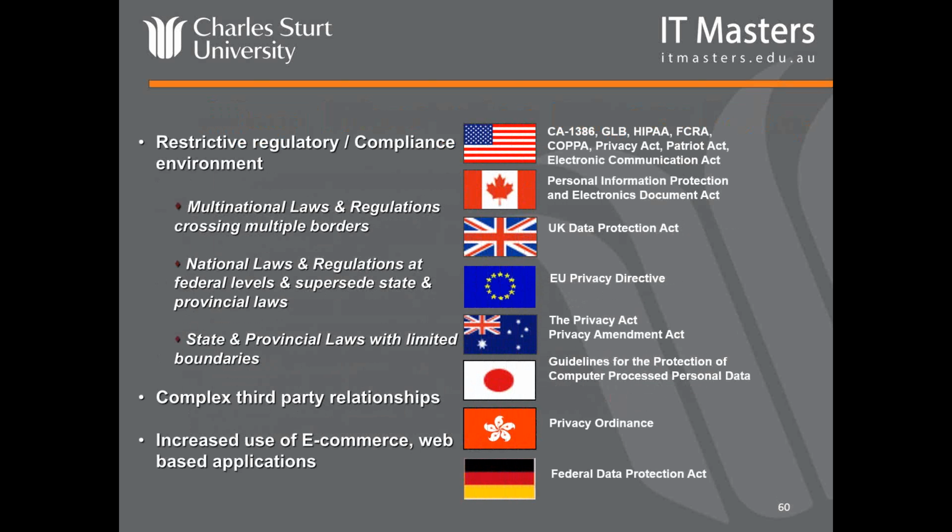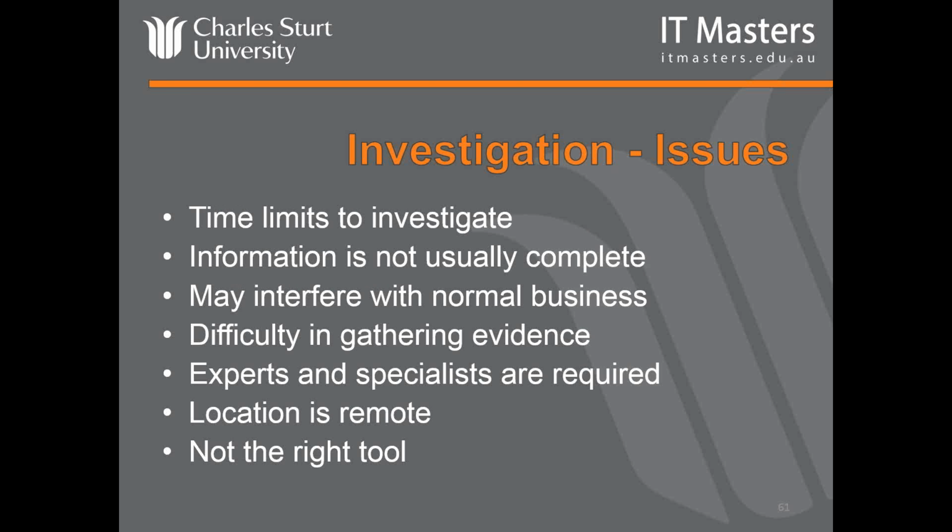So laws, we have many of them. When we're talking about privacy, we have all these things like COPPA, which is children under 13, the Canadian ones, the UK ones, EU privacy directives, the Australian Privacy Amendment Act, the guidelines for protection of computer processed personal data in Japan, privacy ordinances, and the Federal Data Protection Act of Germany. They're all the different ones you get to learn.